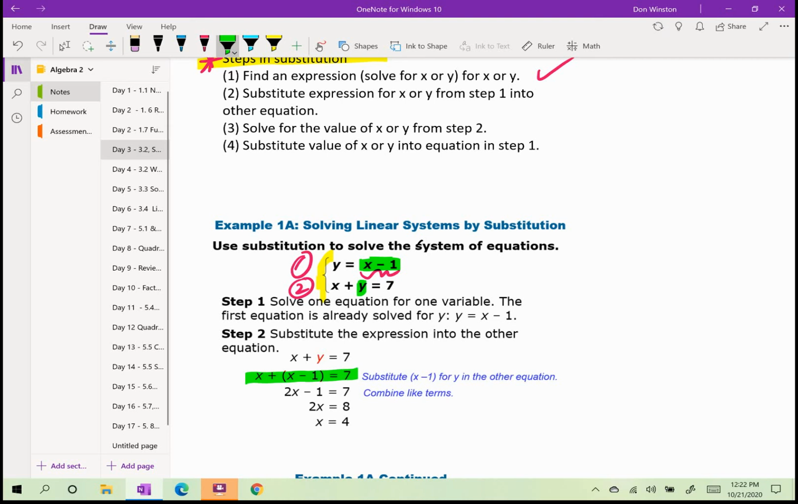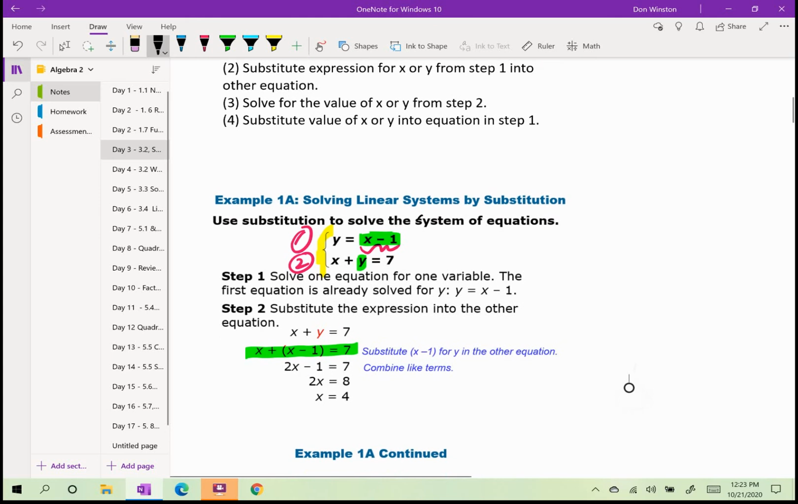And then step 3 says solve the value of x or y from step 2. So that's what we do. So we combine our like terms. x plus x is 2x. So 2x minus 1 is equal to 7. 2x is equal to 8. x is equal to 4. We found the value of x.